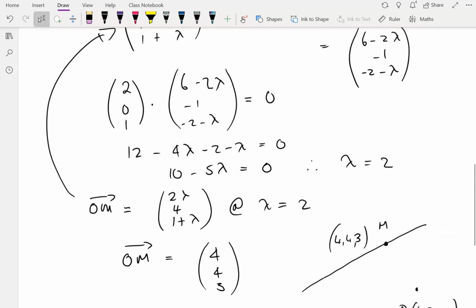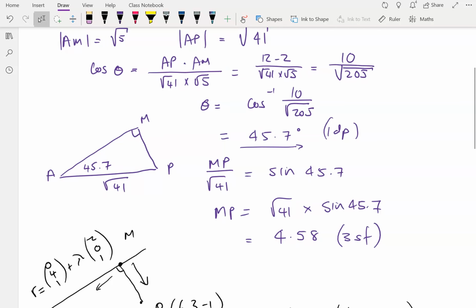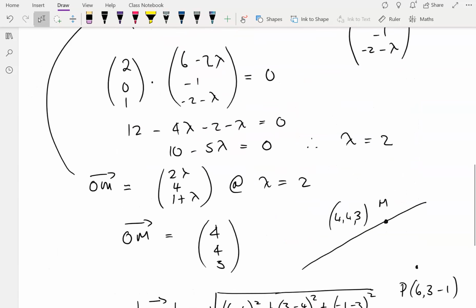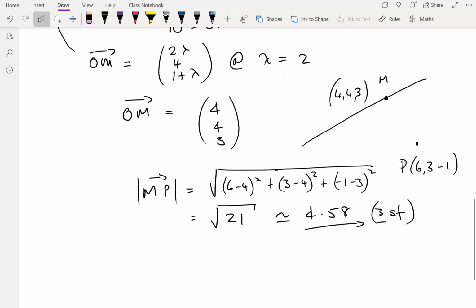And 4.58 was the same number that we had over there. So two different ways of approaching the problem, both equally valid.